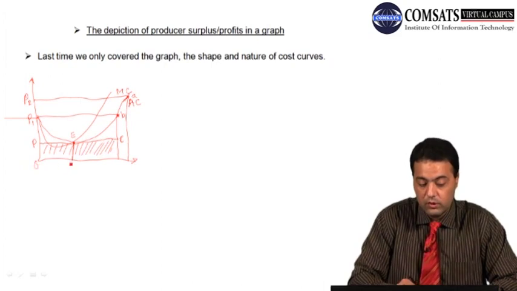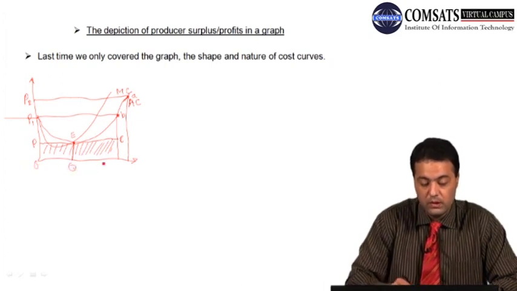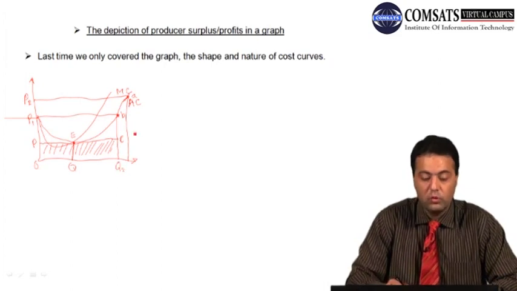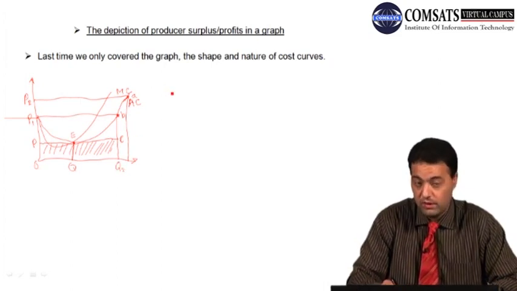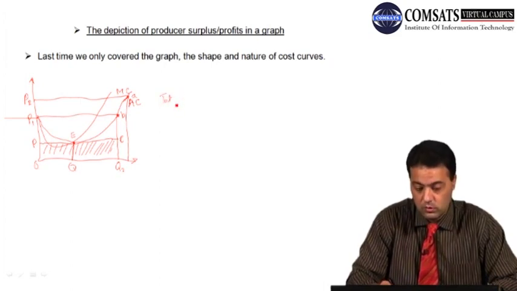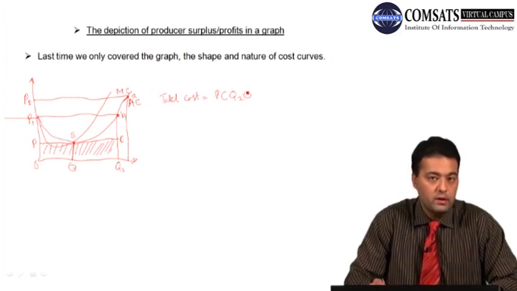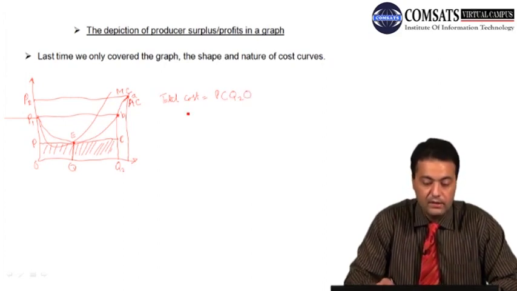Let's name it as O, let's name it as Q, and let's name this point as Q2. So over here, if I have to talk about the cost, the total cost of production is depicted by the area PCQ2O, this rectangular area.